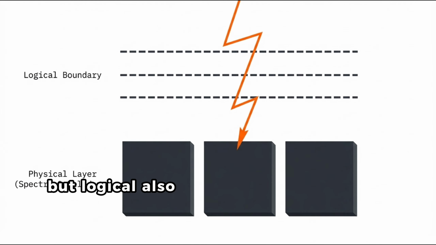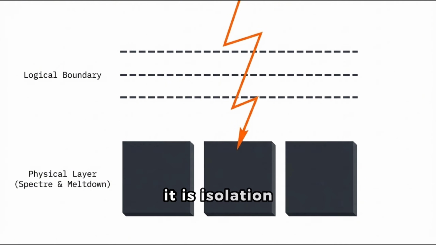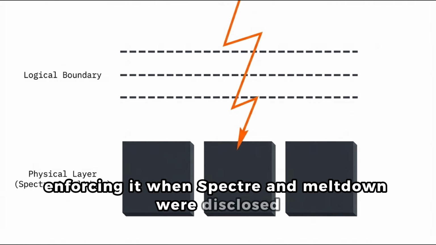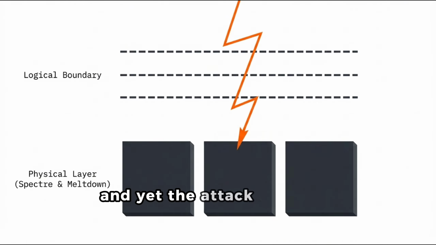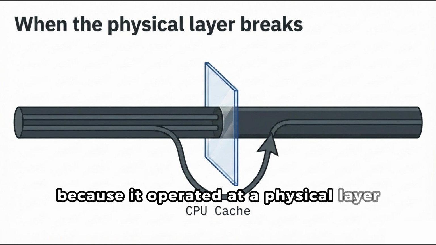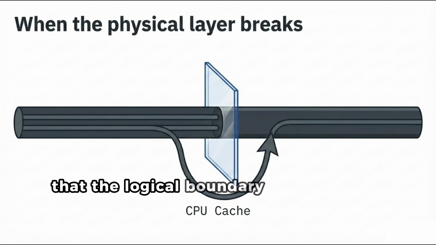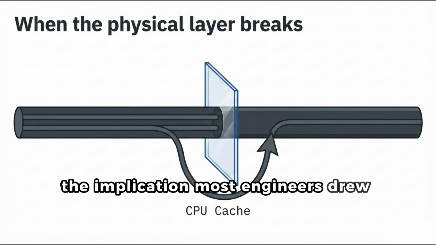But logical also implicitly acknowledges what it is not. It is not physical isolation. It is not isolation that holds regardless of what happens at the hardware or firmware layer. It is isolation that is contingent on the correctness of the software enforcing it. When Spectre and Meltdown were disclosed, AWS's VPCs were still logically isolated. That sentence remained completely true. And yet the attack bypassed every element of that logical isolation because it operated at a physical layer, the CPU cache, that the logical boundary simply didn't reach. The language was accurate. The implication most engineers drew from it was not.